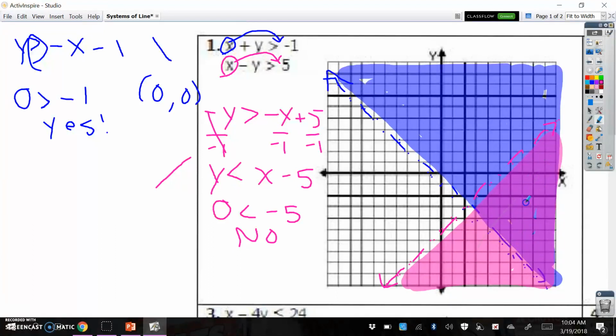Now, here's what I'm going to show you. The region that is your solution is not pink, it's not white, it's not blue, it's this purple region. That's where your solution is, where they cross.